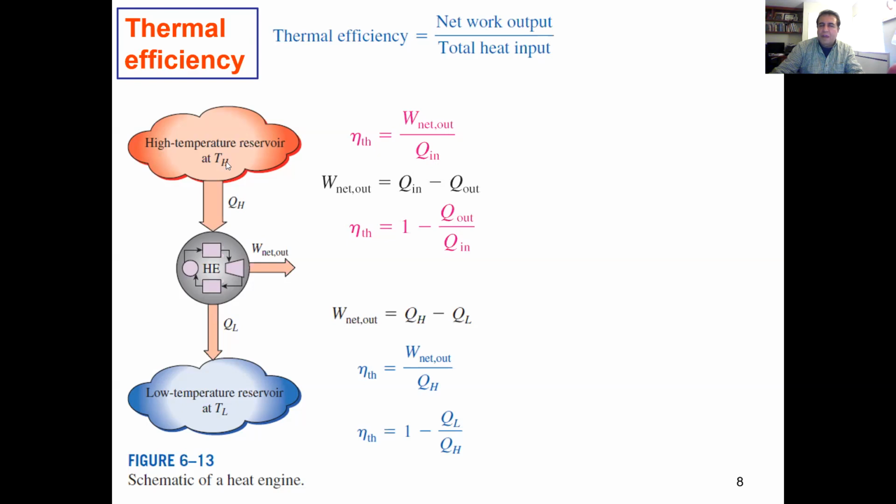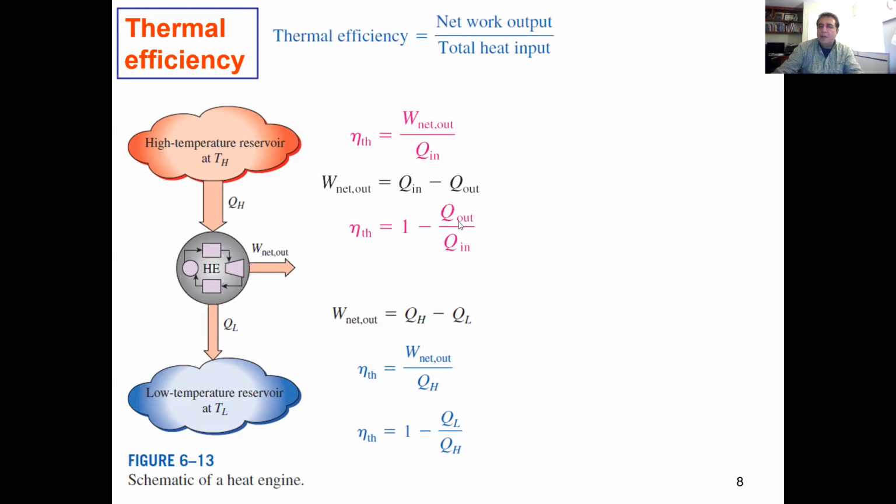That's the temperature of the hot reservoir, and Qn goes to the heat engine, and the Q leaving the heat engine we call the lower heat, or QL. So a schematic of the heat engine is given in here, and the thermal efficiency is, because we know that W net out is Qn minus Q out, divided by Qn. If you divide this fraction by Qn, Qn divided by Qn is 1, and then Q out over Qn.